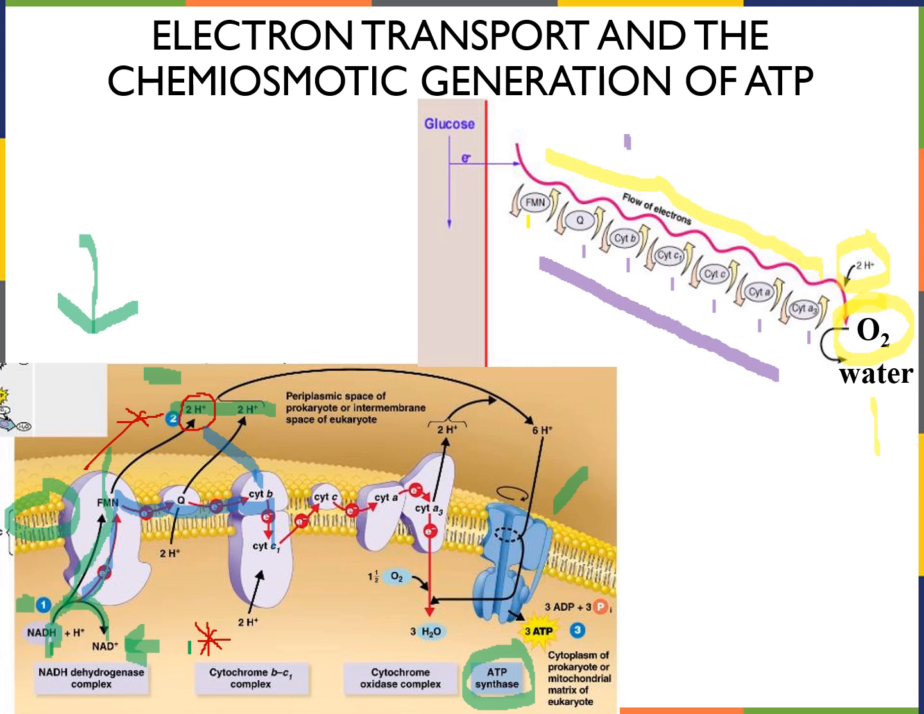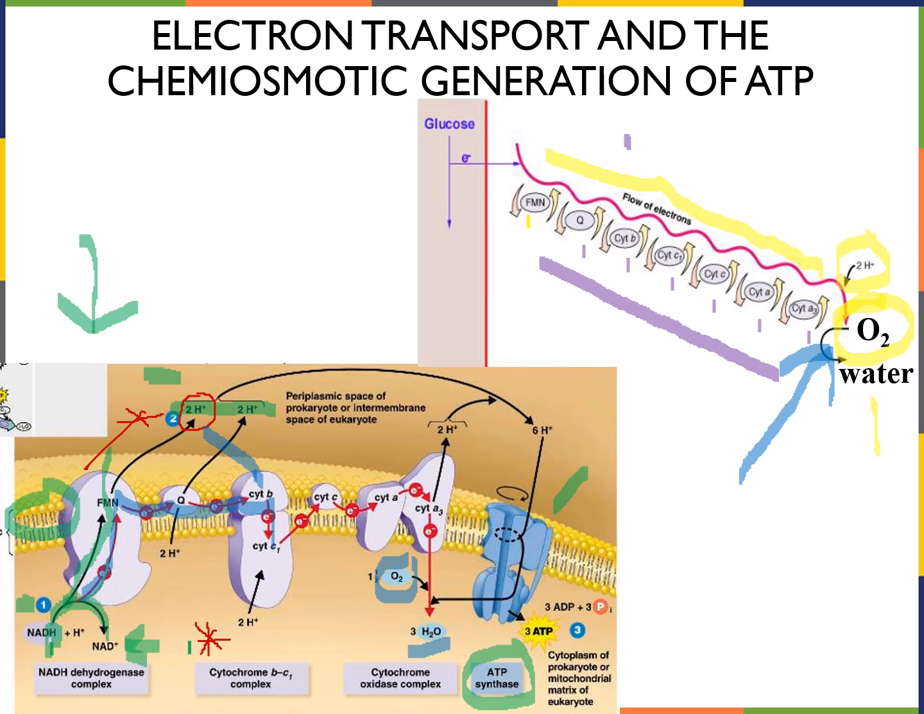Okay, here you see oxygen. That is this oxygen right here. That is what's known as the terminal electron acceptor. It's going to bind to incoming molecules of hydrogen, and it's going to form water as a waste product.